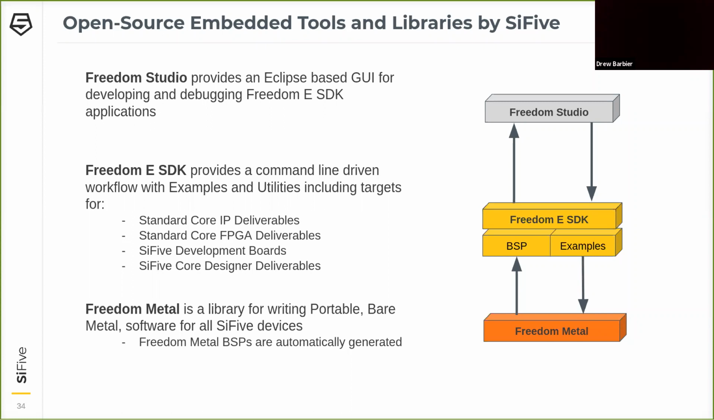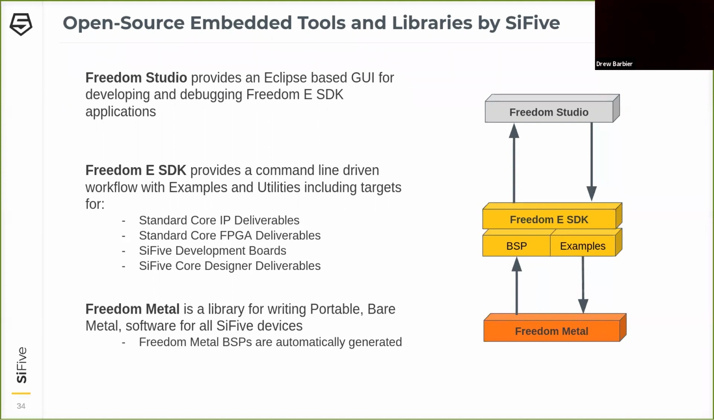Freedom Metal itself defines the API, but as part of it, it has BSP generation tools and utilities as well. Today, the configurability of our cores changes the software developer environment and the BSPs. So today, we have application notes and scripts and helper utilities to help generate Freedom Metal compliant BSPs for custom cores that are coming out of our SiFive Core Designer tool.